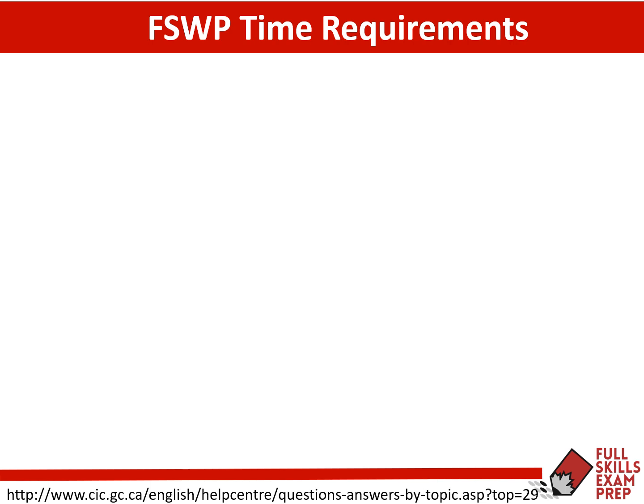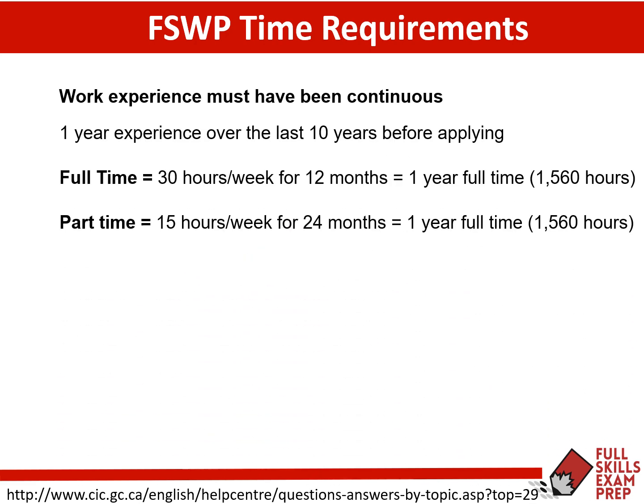So when we're looking at the Federal Skilled Worker Program in terms of time, the one part that really jumps out that is different from any other economic immigration stream is that the work experience minimum requirements must have been continuous. Now that means that the 1 year has to have been continuous. In this one as well, just like the Federal Skilled Trades Program and the Canadian Experience Class are different, this one is different as well in terms of the amount of experience they need to meet at a minimum.